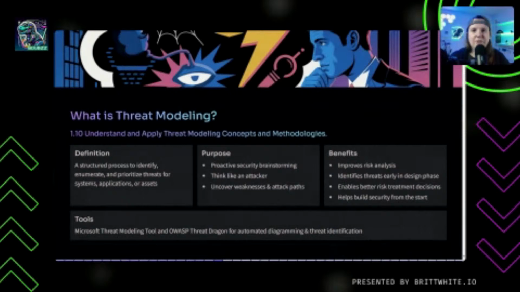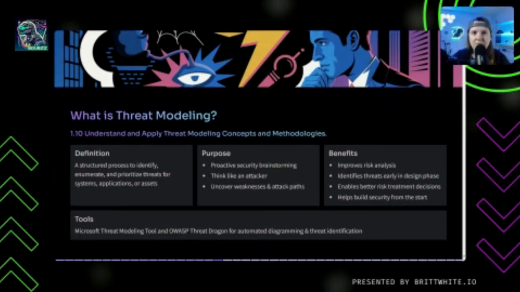Threat modeling is a vital technique within the risk management process. It provides a detailed and systematic approach to threat identification. Threat modeling is a structured process to identify, enumerate, and prioritize threats relevant to a specific system, application, or asset. It's about proactively thinking like an attacker to uncover potential weaknesses in attack paths. Think of it as a structured security brainstorm.